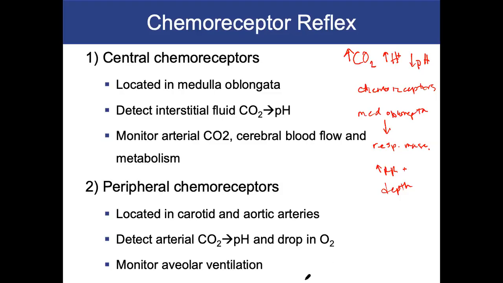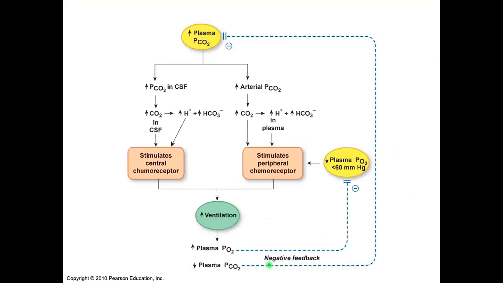The chemoreceptors are a little bit different in how they function. The central chemoreceptors are in the medulla oblongata. They detect your interstitial fluid CO2 and your pH. They're going to monitor arterial CO2, cerebral blood flow, and metabolism. Your peripheral chemoreceptors detect arterial CO2, pH, and a drop in oxygen. These peripheral chemoreceptors are also sensitive to a drop in oxygen, and they're going to monitor alveolar ventilation.